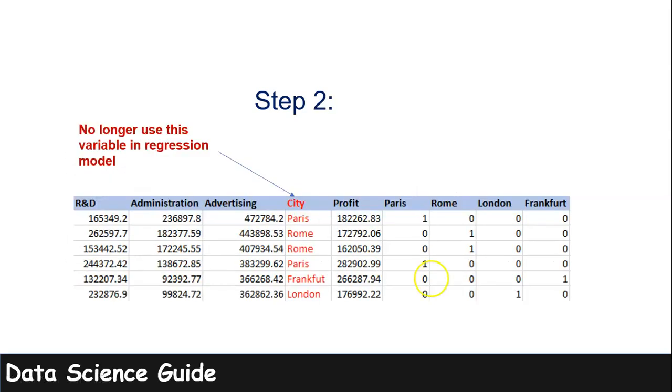The second step in building or adding our dummy variables is removing this column. It is no longer required in our data set to create our multiple linear regression. So this column should be removed.